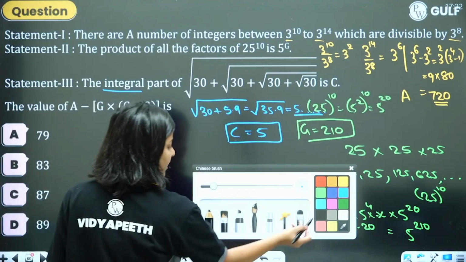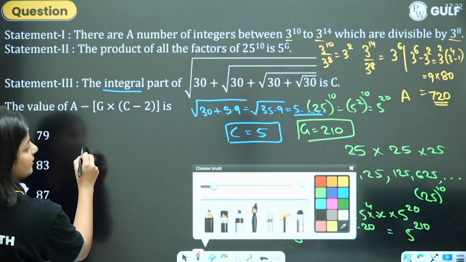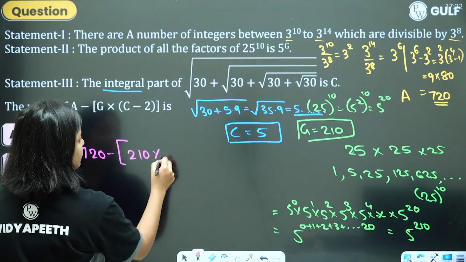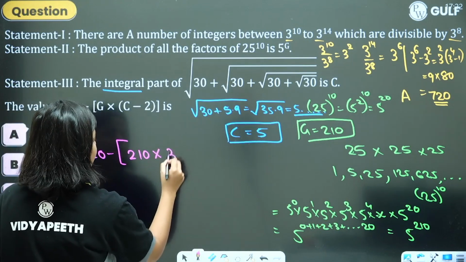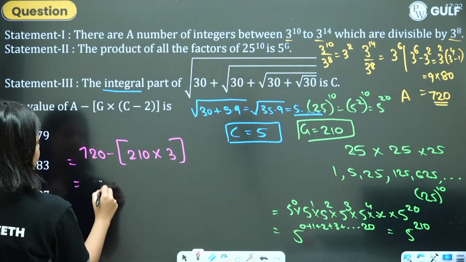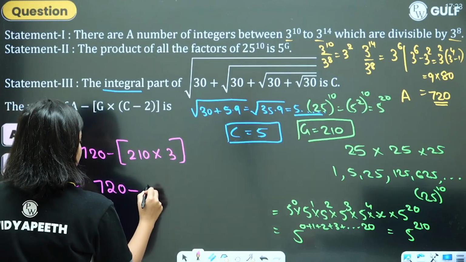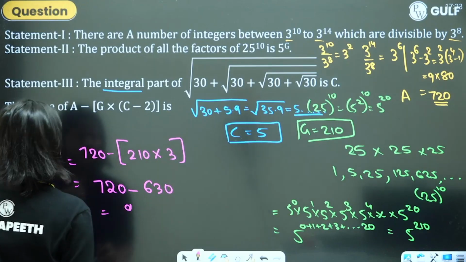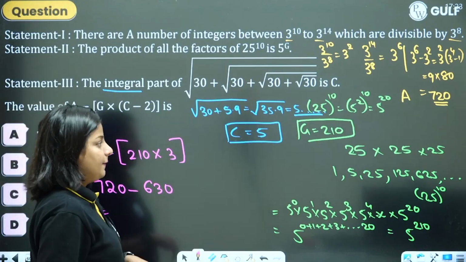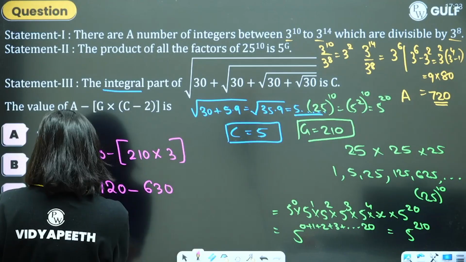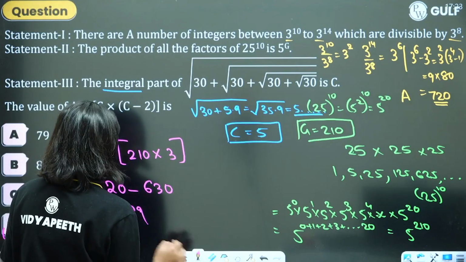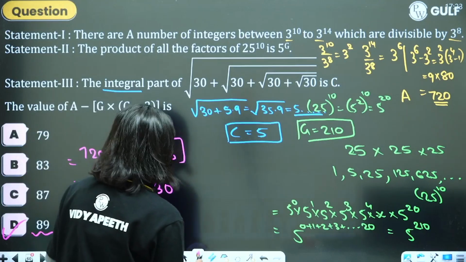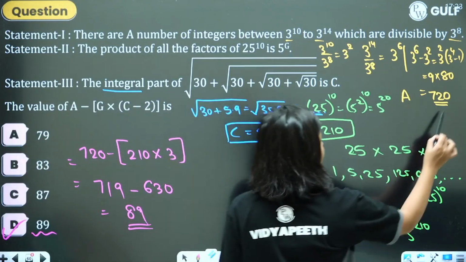We have all the values. Let's substitute and get the answer. A is 720 minus G is 210 into C is 5 minus 2 3. 720 minus 630. 90, 81. The answer is 89. Why? I'll tell you. It's not 720, it's 719. That is the only small change you have to make here.